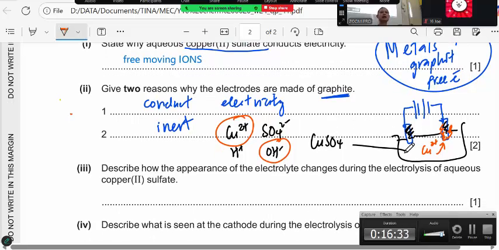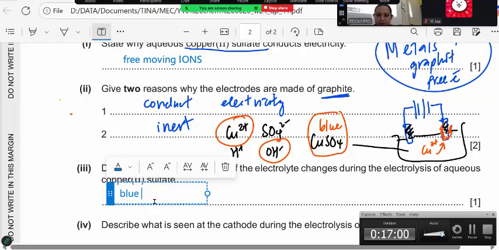So the electrolyte is copper(II) sulfate. Copper(II) sulfate is blue. The reason copper(II) sulfate is blue is because of the copper ions. So now you have less copper ions. So does it become more blue or less blue? Less. So you can either say the blue solution turns colorless or the blue solution fades. Okay?